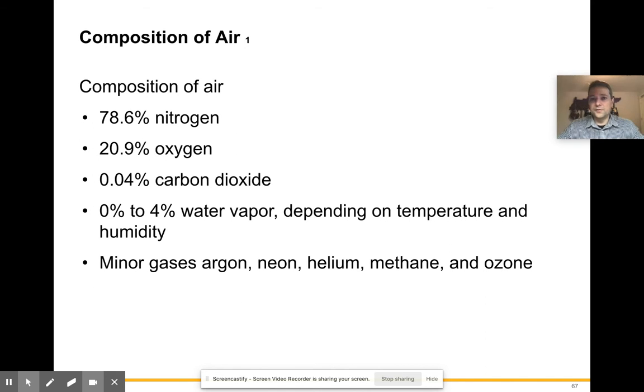The water vapor content of the air will depend on the temperature and the humidity of that air. The colder that air gets, it tends to be less humid. It tends to be drier. When it gets cold outside, the air gets dry. That's why you get sinus problems, bloody noses, things like that, because your mucous membranes are drying out. Minor gases are also found in air, like argon, neon, helium, methane, ozone. Those are all found in the air that you breathe, but in extremely trace percentages.